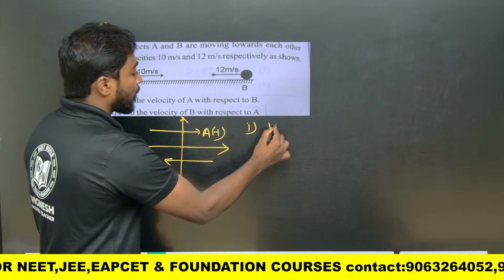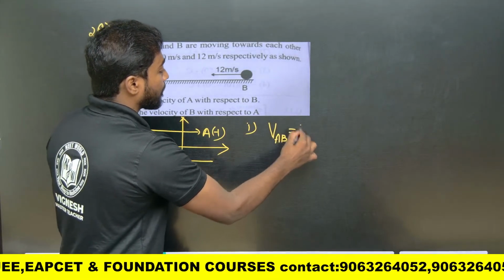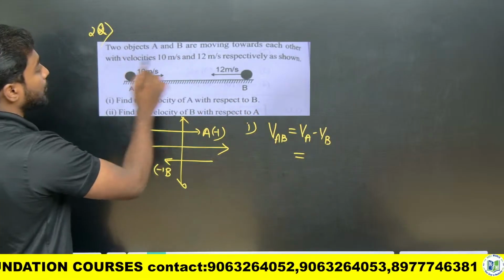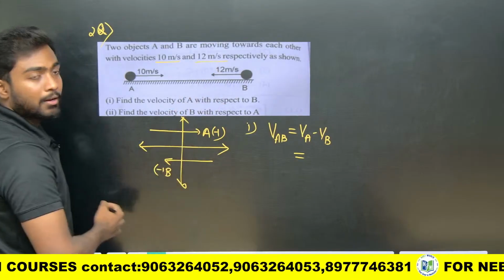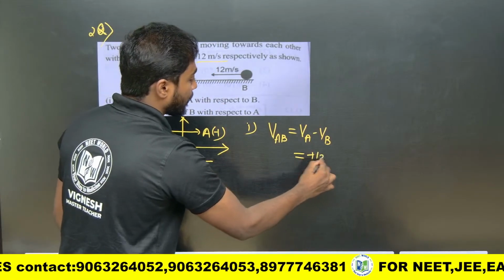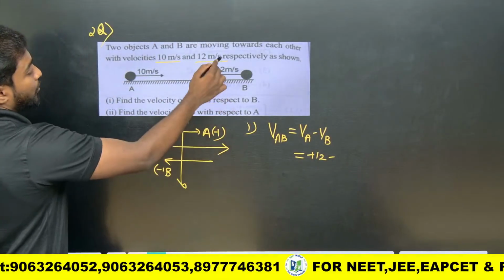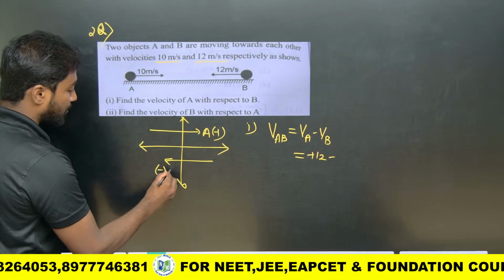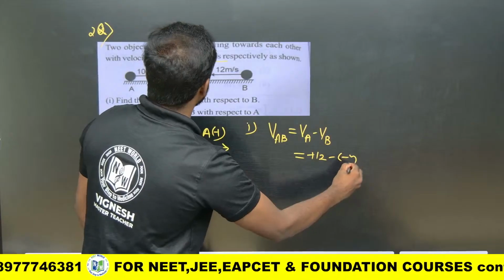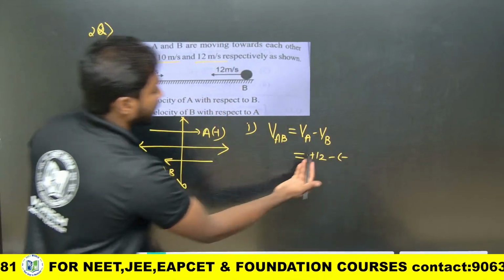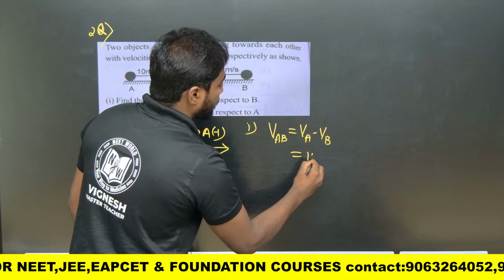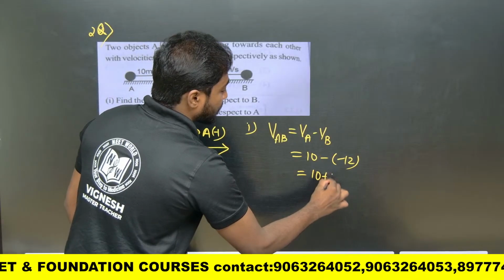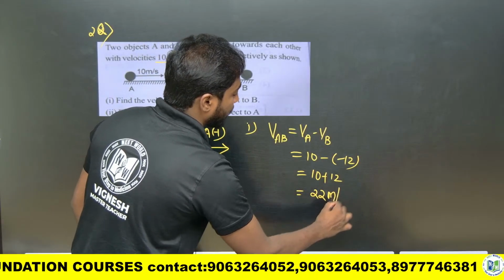Next, first part of the question: find the velocity of A with respect to B. Velocity of A with respect to B is nothing but VA minus VB. What is the velocity of A given? 10 meter per second, and B is 12 meter per second. The sign for A is positive, so plus 10, and for B the sign convention is minus, so minus 12. This is plus 10 and this is minus of minus 12. So it is 10 plus 12, nothing but 22 meter per second.